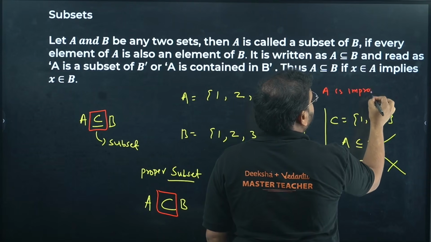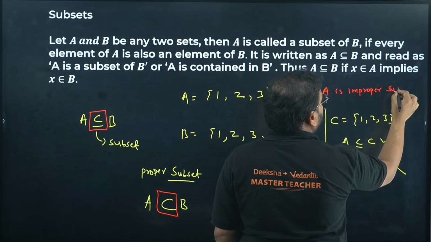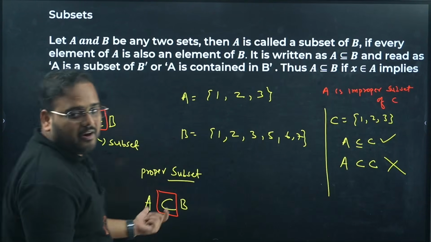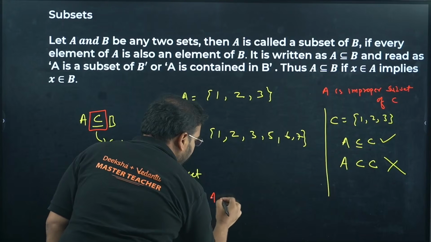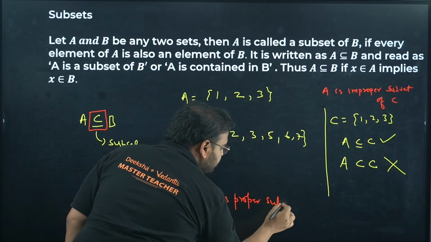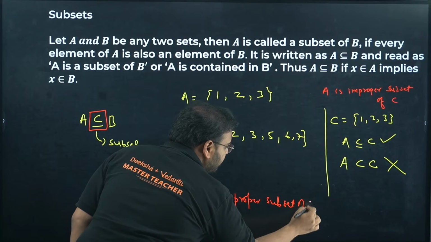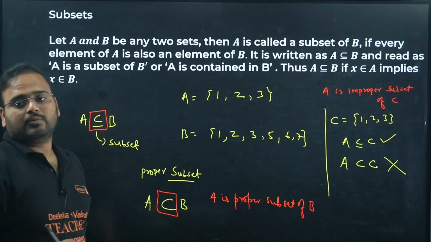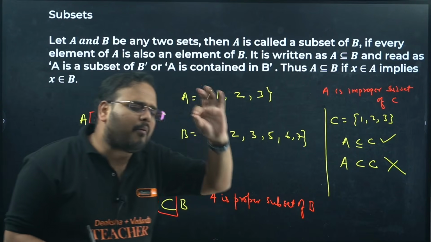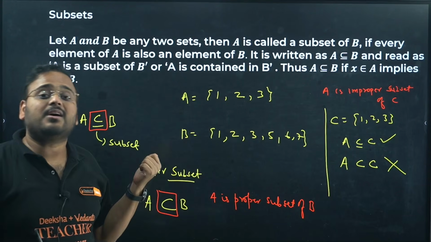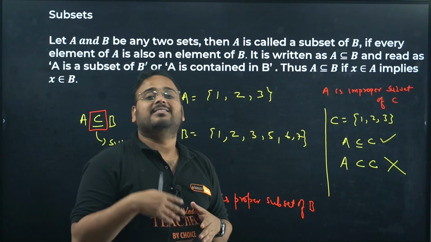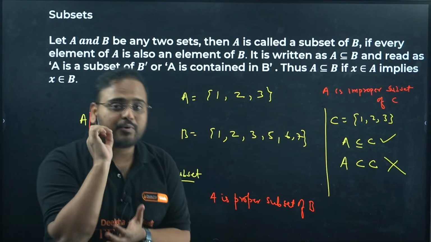A is improper subset of C. But over here, for this we can write A is proper subset of B. I hope it is clear now. If the set B has a minimum of 1 extra element, then A becomes a proper subset. Since set C was not having any extra element, then the set A becomes an improper subset.